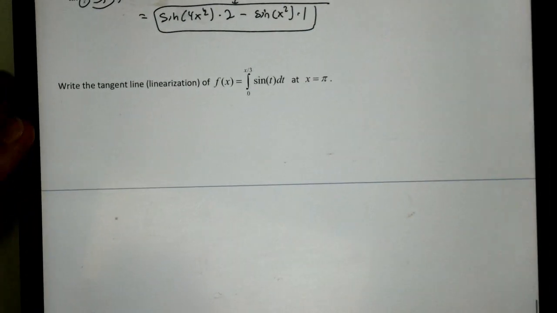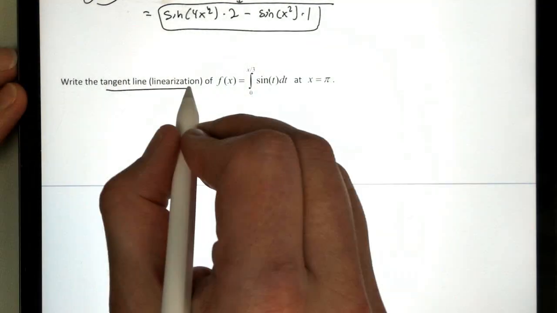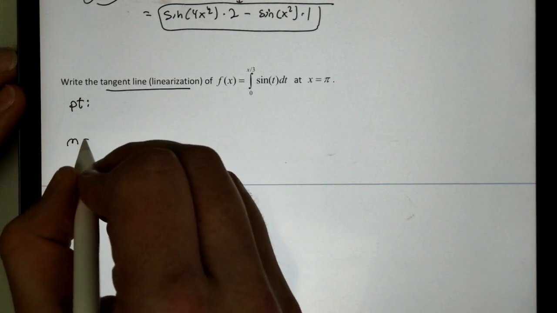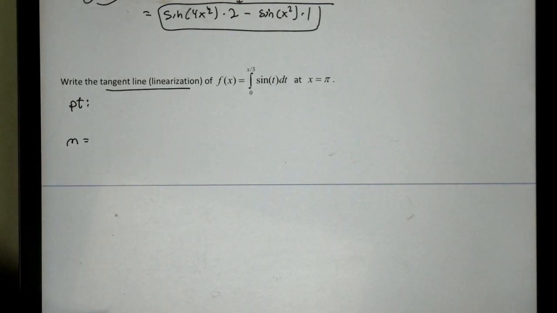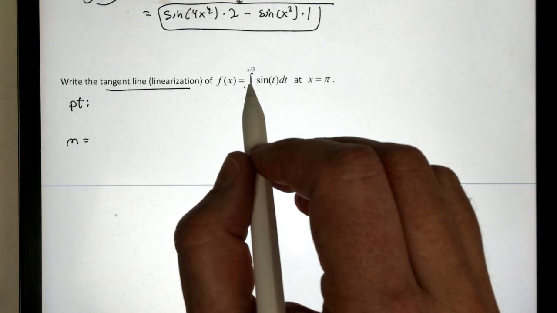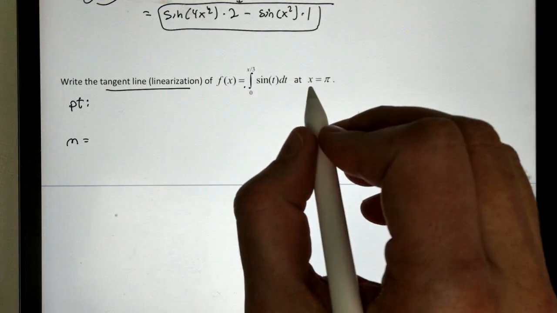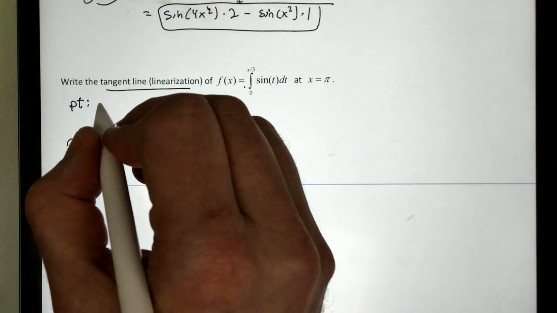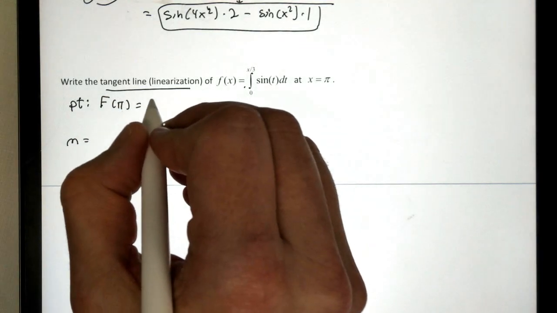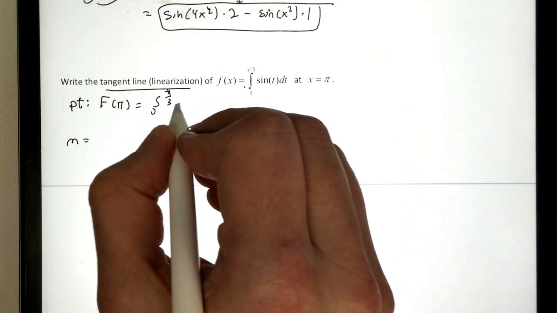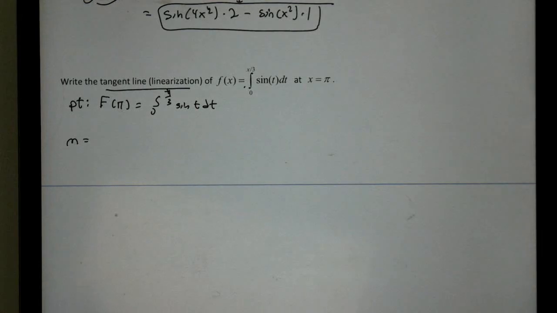Write the equation of a tangent line, or sometimes called the linearization. Now, for a tangent line, we need two things. We need a point, and we need a slope. So, to get the point, they're saying f of x is equal to this antiderivative at x equals pi. So to get the point, we are going to say f of pi is the integral from 0 to pi over 3 of sine of t dt.